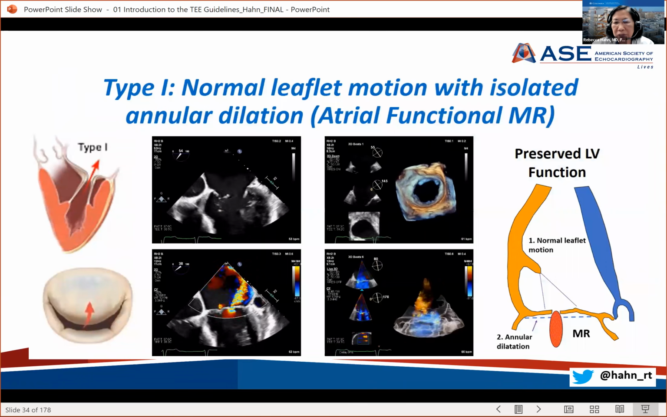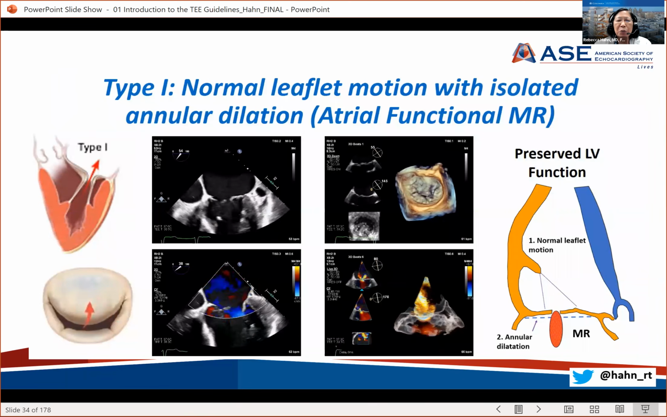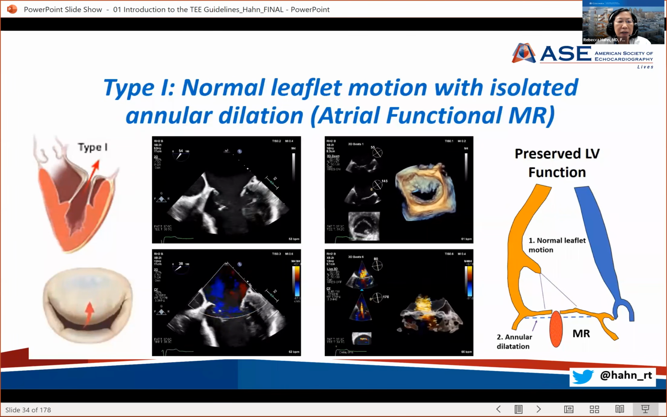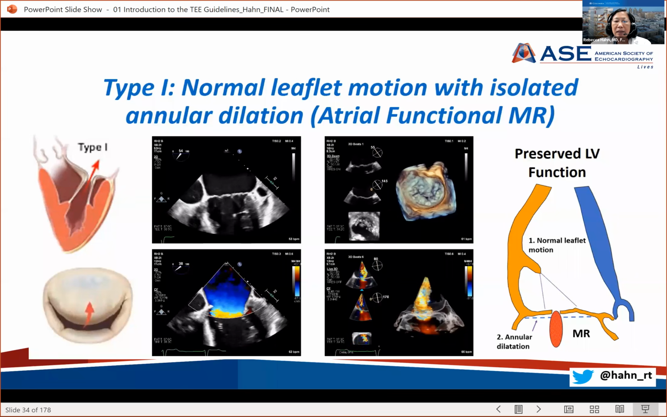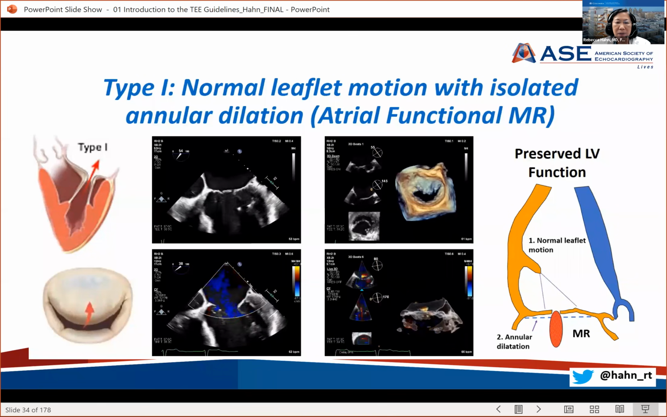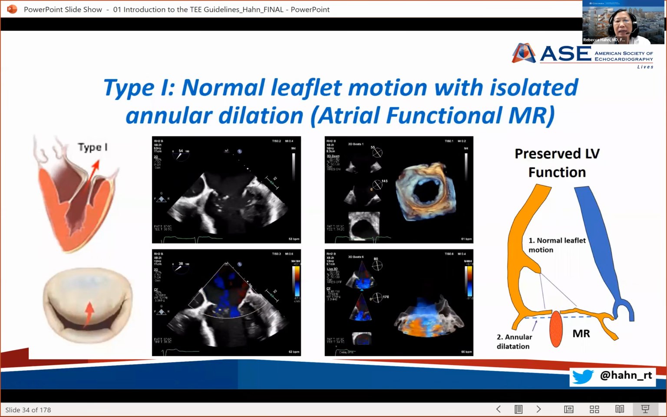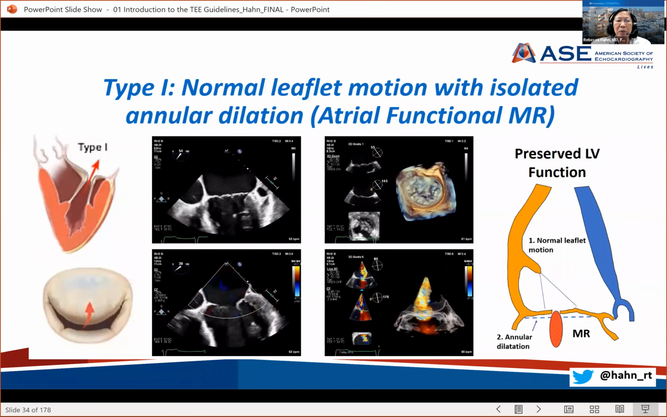So type 1 is normal leaflet motion. And in this particular case, you can have normal leaflet motion, but you've got a really dilated annulus. Now, there's a lot of other type 1s, right? If you have a perforation, that's a type 1 because the leaflet motion is completely normal, but you've got a hole in it.